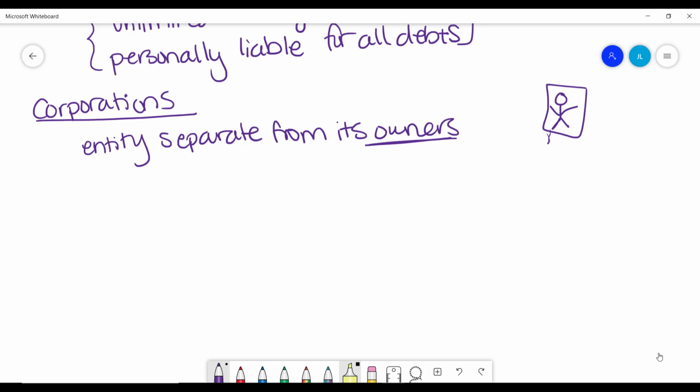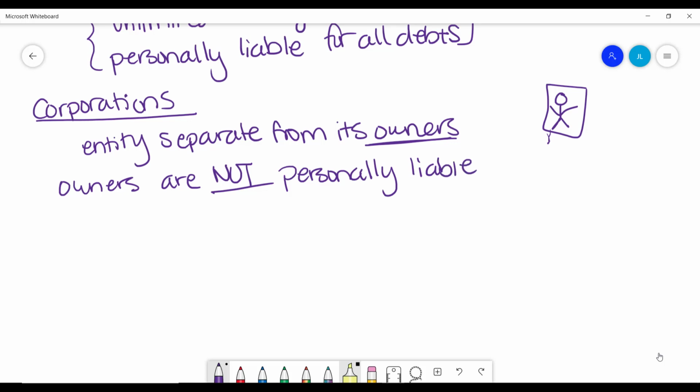Because of that, the nice thing is that with a corporation, its owners are not personally liable for the business's debts. So if there are any debts that need to be paid, the owners aren't going to be financially at risk in terms of their own personal finances. The business itself is liable for its own debts, but its owners are not personally liable.